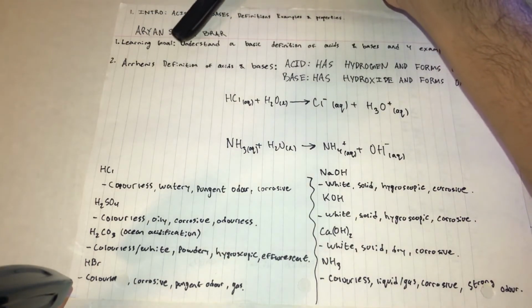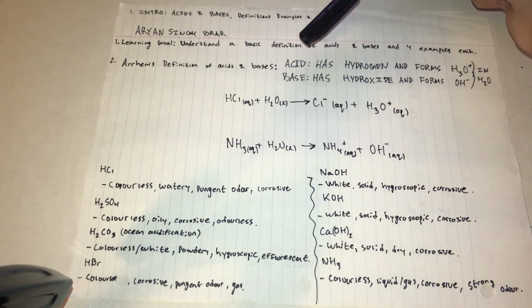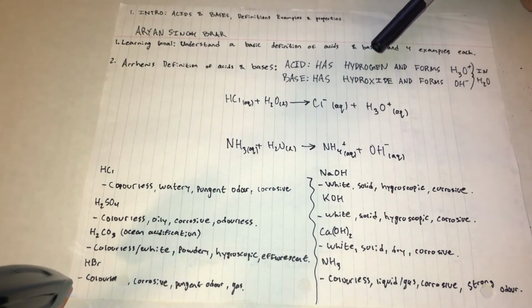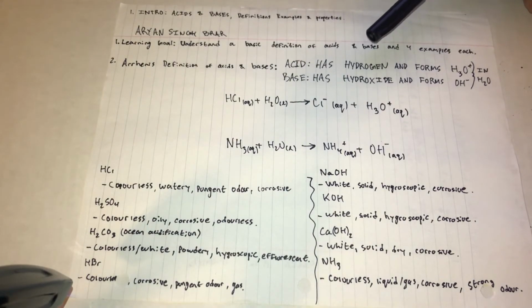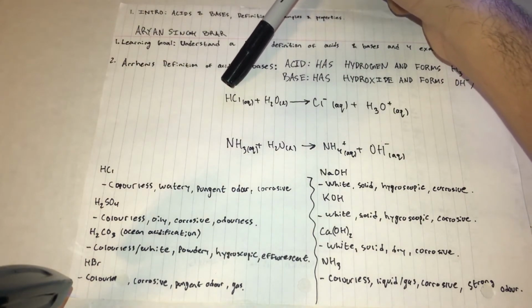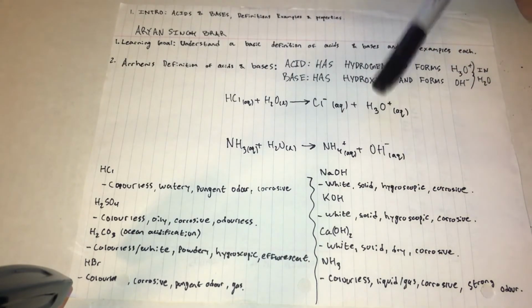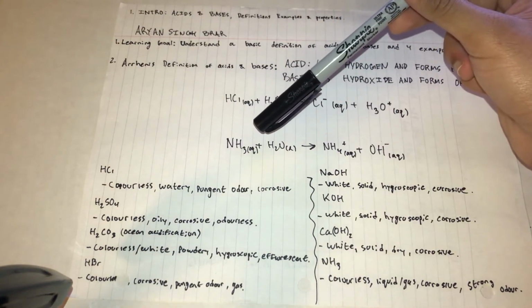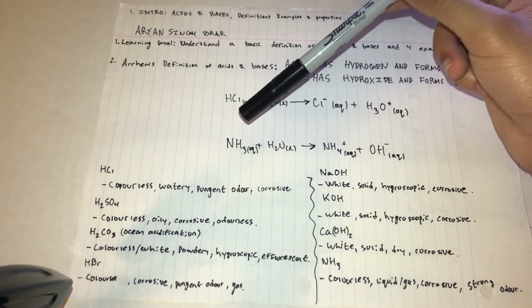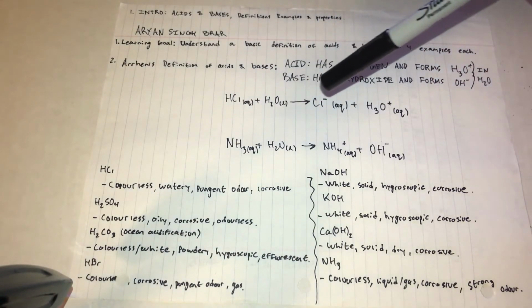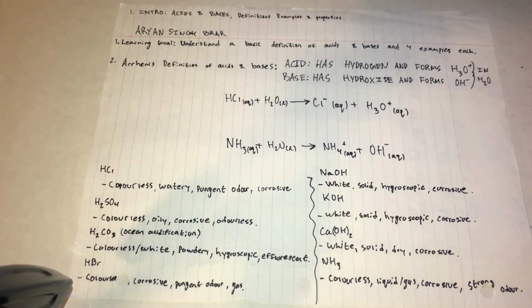In the Arrhenius definition of acids and bases, an acid has hydrogen in its formula, and forms hydronium in contact with water in an ionization reaction like this one, where hydrochloric acid comes in contact with water and creates hydronium. A base has hydroxide and forms hydroxide in contact with water, like this reaction, where ammonia comes in contact with water and creates hydroxide.